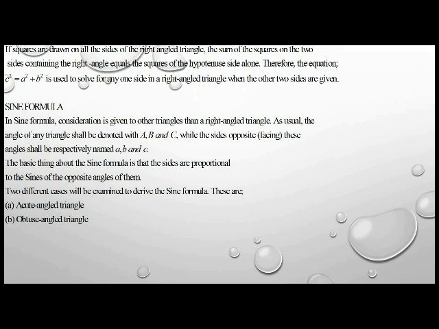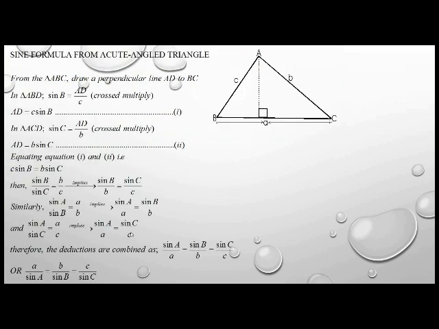And what are those two cases? That is the acute angle triangle and the obtuse angle triangle. Looking at this triangle, we have the capital letters A, B, and C. Capital A signifies the angle A, B signifies the angle B, while C signifies the angle C. Where angle A is facing, which is this side, is the side A. Where angle C is facing is the side C, and where angle B is facing is the side B.